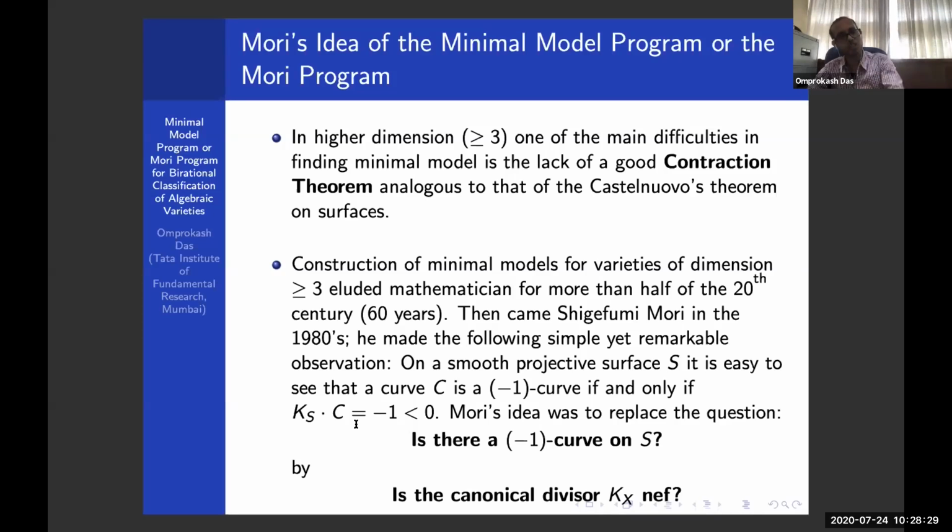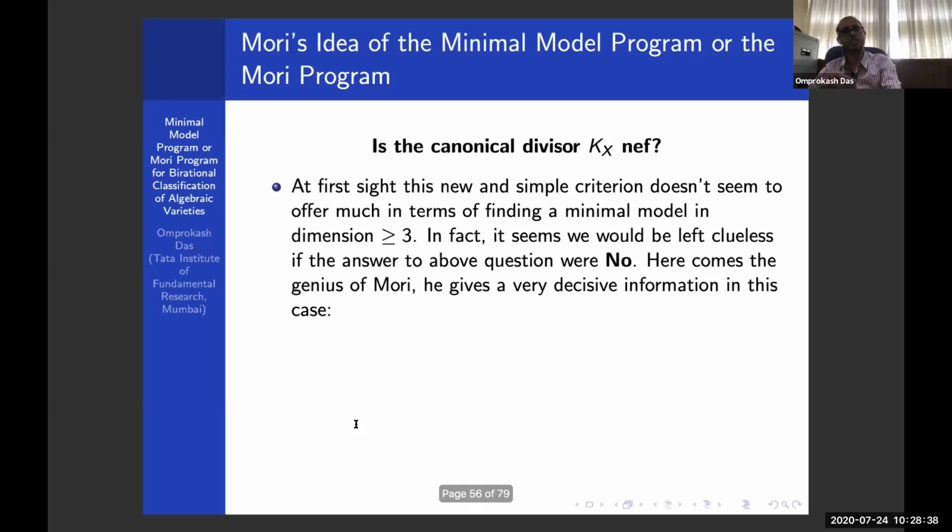So ask this question instead: is the canonical divisor nef? When you see this question the first time, it is a good question, but what if the answer is no, it's not nef? What do you do next? If it is nef, then yes, we will call it a minimal model. That's our definition. But if it is not nef, what do you do? It seems like there is absolutely nothing we can do about it.